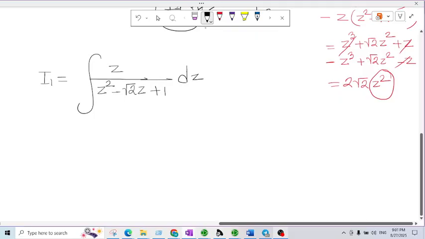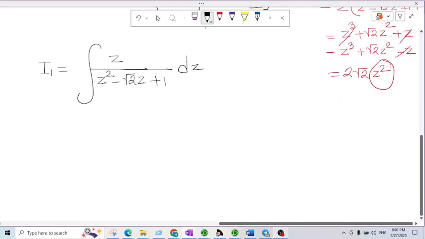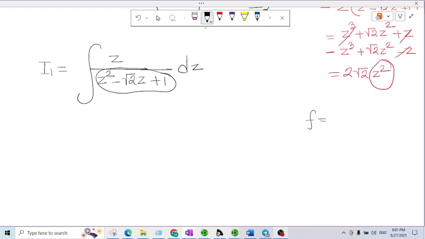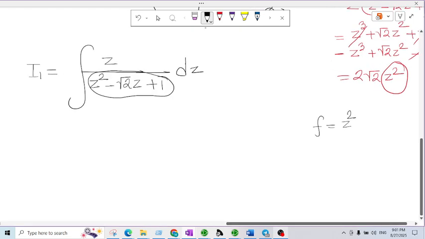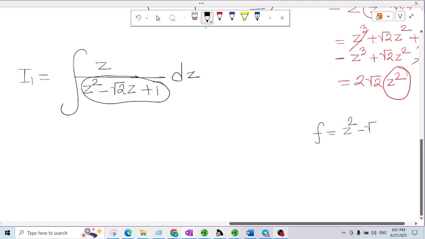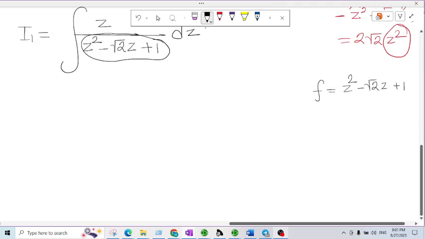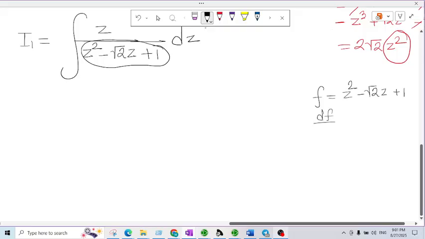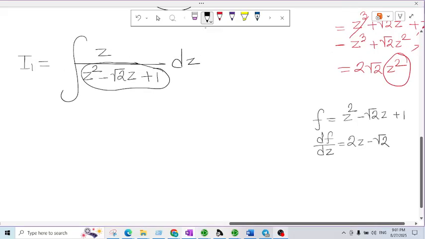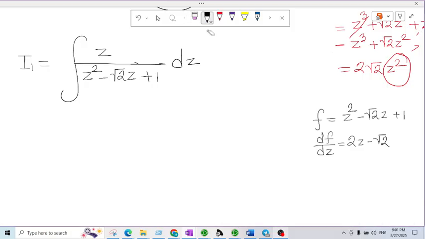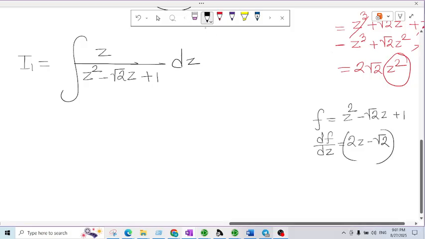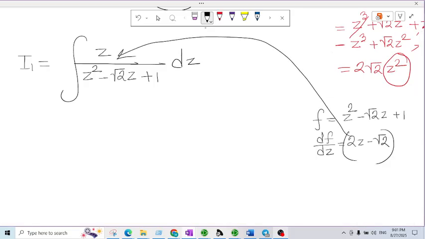Well, now let's see what is I1. So first of all, let's choose this denominator equal to f, and f is equal to z square minus root 2 z plus 1. So what will I get if I differentiate, df by dz? I will get 2z minus root 2. So you might be wondering why I am doing this. You will understand it later. First just see, now I have to make this 2z minus root 2 here. Okay, so let's try to make this.